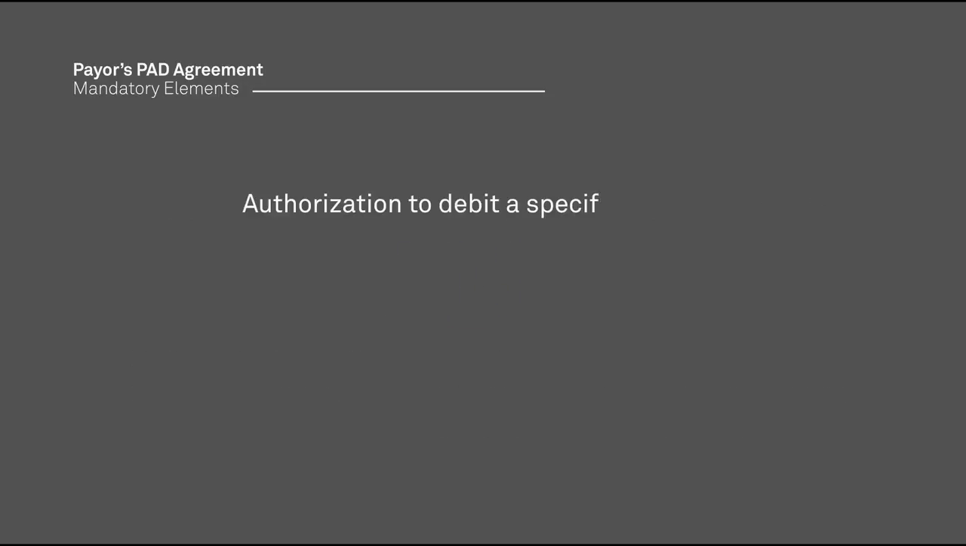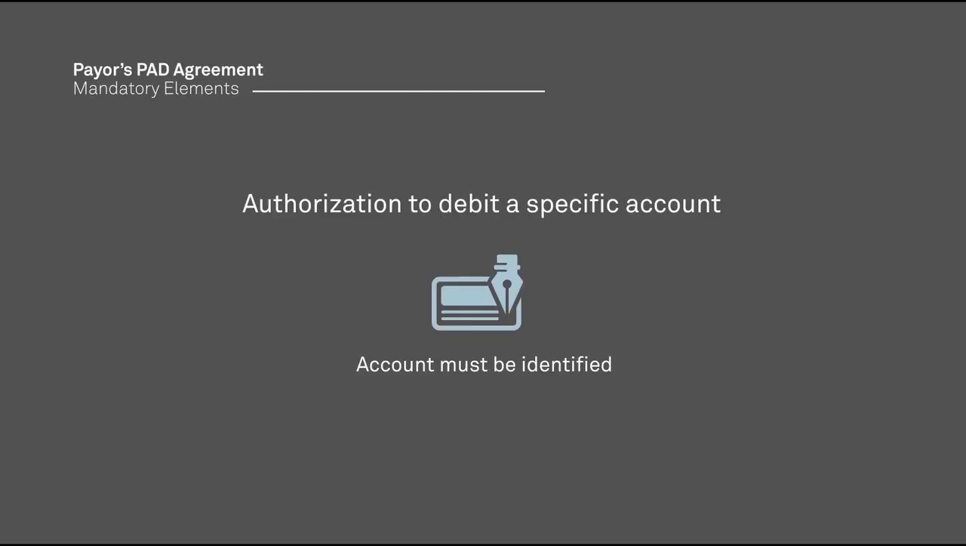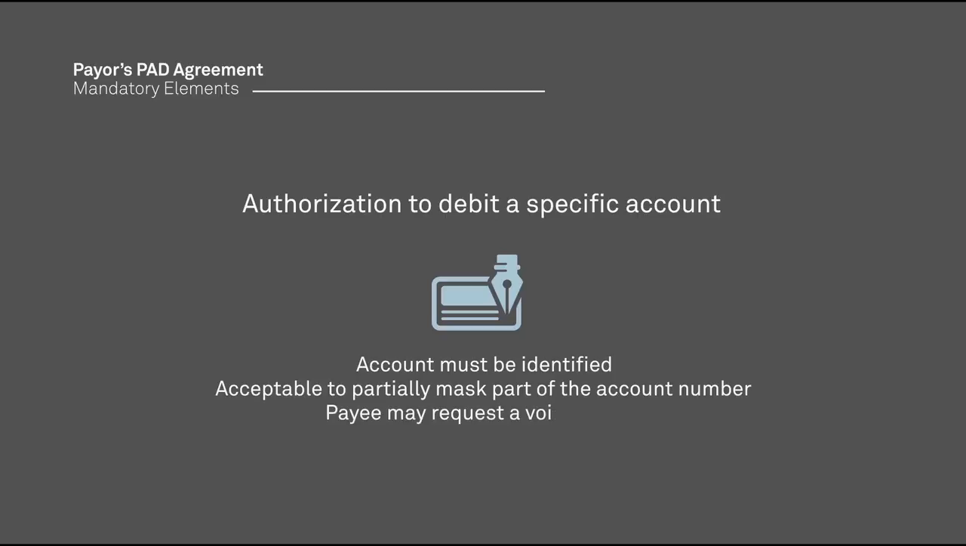Authorization to debit specific account. The account to be debited must be identified in the agreement. It is acceptable to partially mask part of the account number to protect customer privacy, but it must be identifiable to the customer. A payee may request a void cheque from the payor for the purpose of verifying the customer's account information. The payor should write "void" across the front of the cheque in ink and should not sign it.